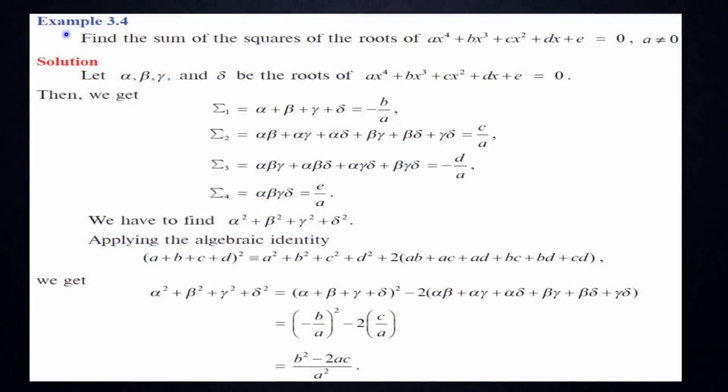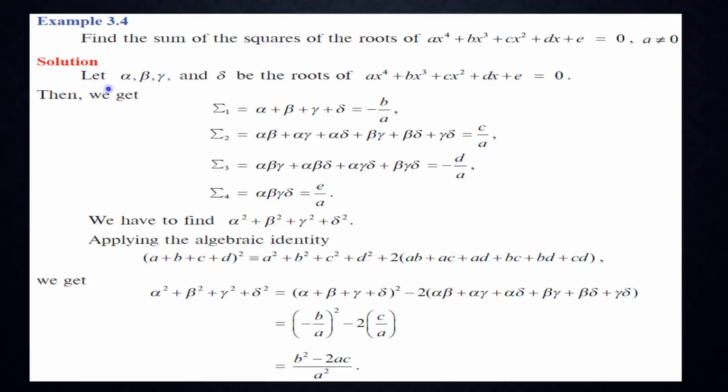Next we are going to see example fourth sum in chapter 3. Let us see the sum. Find the sum of the squares of the roots of a x power 4 plus b x power 3 plus c x square plus dx plus e equal to 0 where a not equal to 0. Here x power 4 means this is quadratic equation, that is power 4. So we are having 4 roots for this. Let us see the solution.